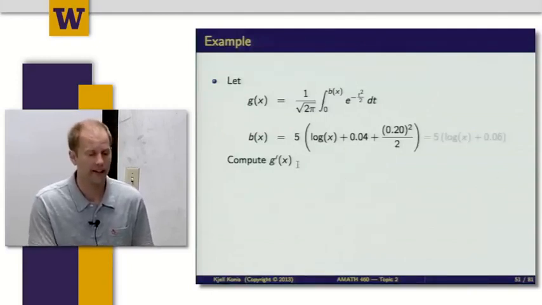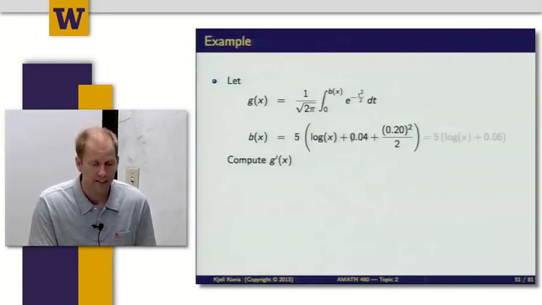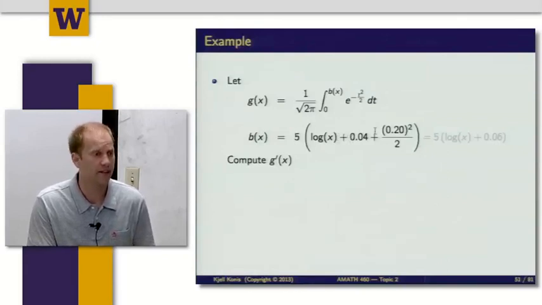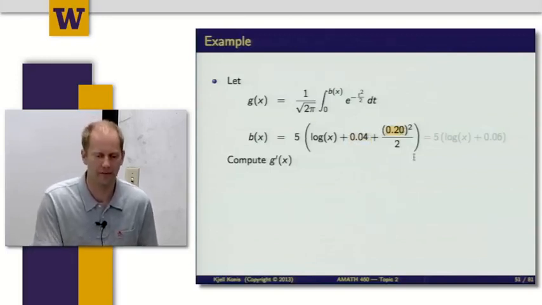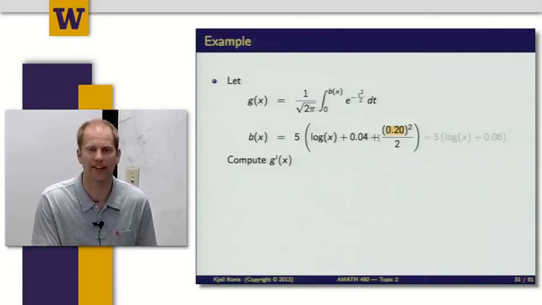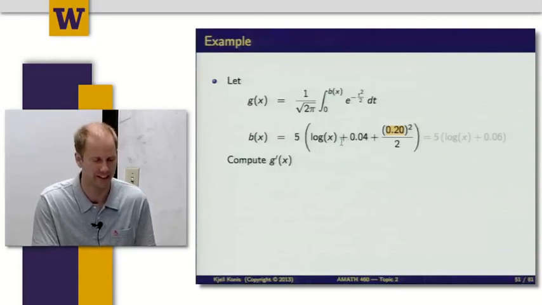This is actually a calculation you'll come across; these are sort of pieces of the Black-Scholes pricing formula. So this is the interest rate, this is the volatility. But again, since I haven't talked about functions of multiple variables yet, I just wanted to plug in specific numbers so it doesn't get too confusing about what I'm actually trying to do. And so the goal then is to compute g prime of x.